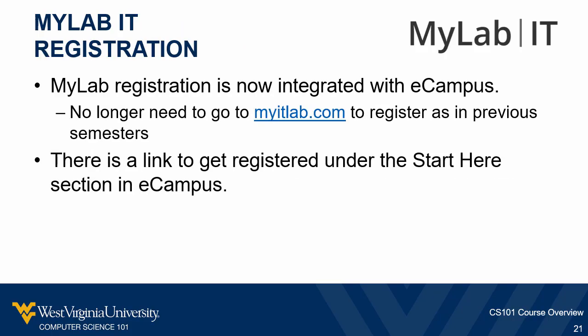You will need to get registered for MyLab IT in order to be able to use the software. And as I mentioned, you will have to purchase an access code for that. The registration process is really streamlined now, and it's done in eCampus to get started. You're going to go under the Start Here section in eCampus, and then there'll be a link there to go and get registered with MyLab IT. If you're returning from a previous semester, you might have been familiar with where you had to go to myitlab.com and get signed up there. You don't have to do that anymore. The process for getting registered and then actually accessing the individual assignments is all going to happen through eCampus.